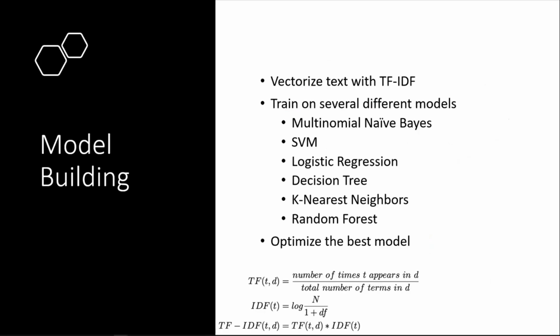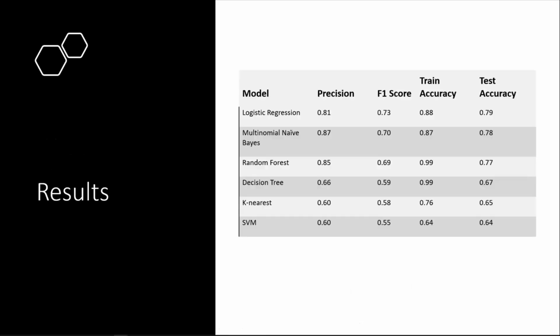Next, we trained several baseline models with the engineered features and vectorized text using term frequency and inverse document frequency. This allowed us to view the performance of multiple algorithms and choose the one that performed best. Our results are shown here, and as you can see, the logistic regression and multinomial naive Bayes were the highest performing models with F1 scores around 70%.